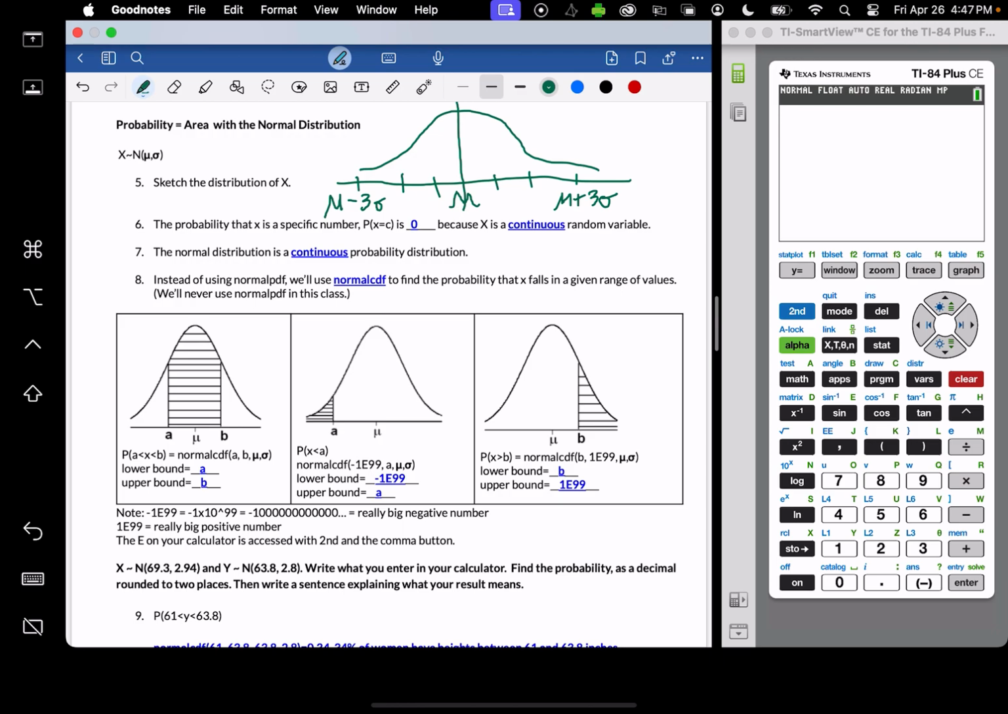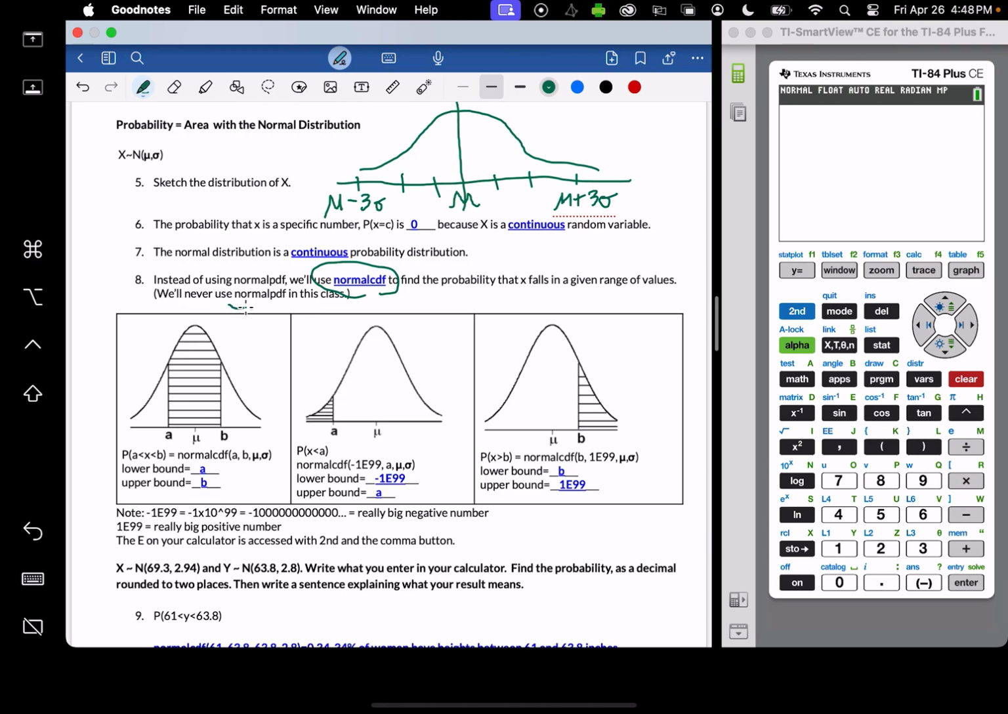The probability that x is a specific number is 0 because x is a continuous random variable. So the odds of landing on one specific number is virtually 0 or just 0. The normal distribution is a continuous probability distribution, yes. And instead of using normal PDF, we'll use normal CDF. Yep, we saw that in the slides. And we find the probability that x falls in a given range of values.